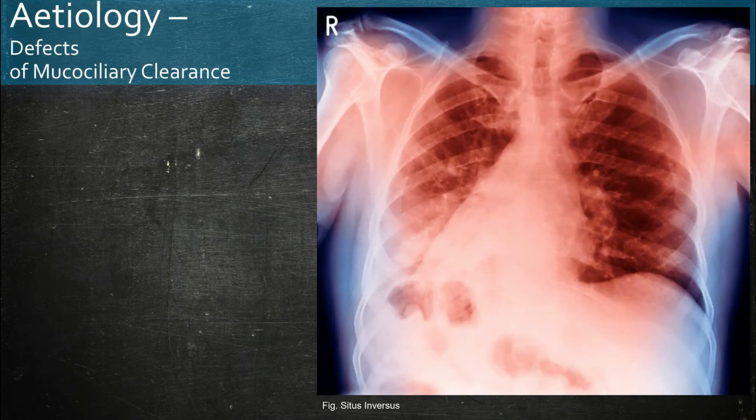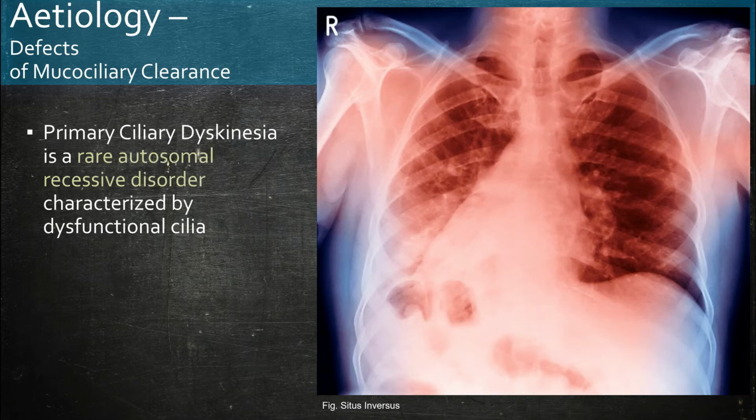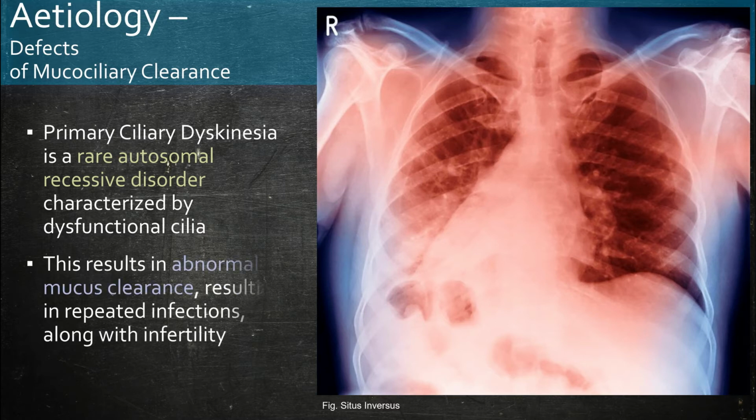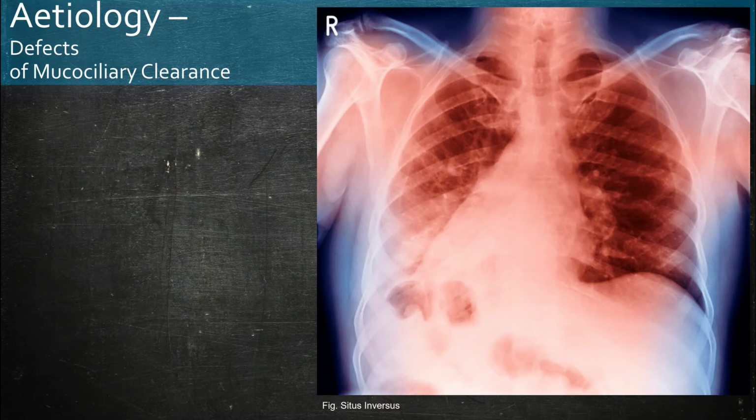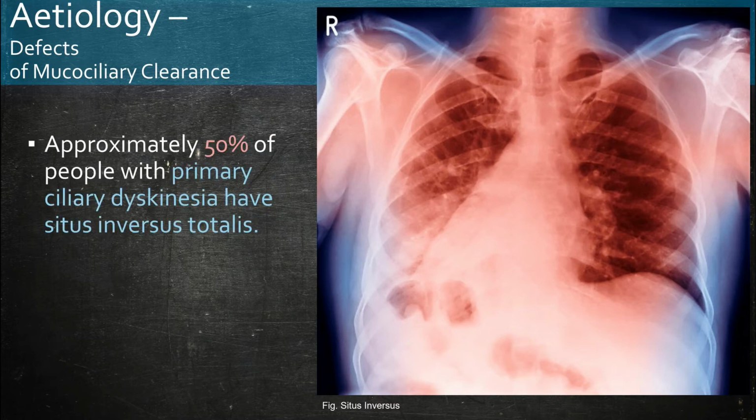Now, primary ciliary dyskinesia is a rare disorder, as the name suggests, a dysfunction in cilia leading to abnormal mucus clearance, resulting in repeated infections along with infertility, as the microtubules of the sperm are also affected. 50% of people with primary ciliary dyskinesia have what we call situs inversus totalis, meaning their organs are placed on the opposite side. This combination of primary ciliary dyskinesia with situs inversus totalis is known as Kartagener syndrome.